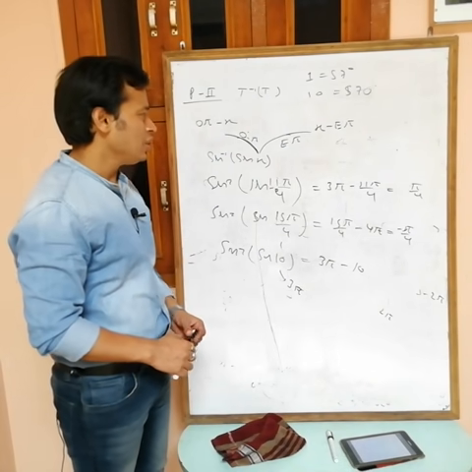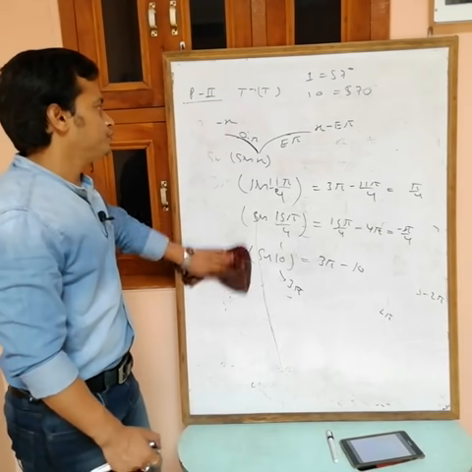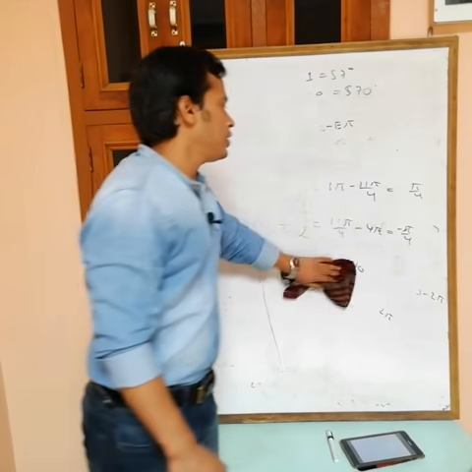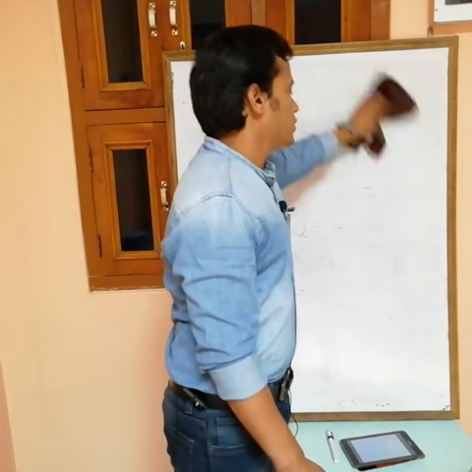Okay. So in the next lecture we will take property number 2. There is no need to write property number 2 at this time. Again we will take it in the next lecture. Okay.